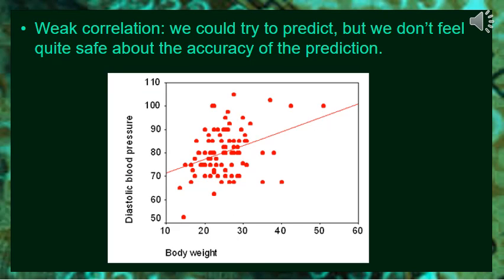But when you have a very weak correlation, like the one illustrated here, it is not easy to make any prediction. Data points are all over the place. They're not grouped into a straight line, so you cannot really predict the value of y, the response variable, here the blood pressure, if you are given the explanatory variable, here the body weight.